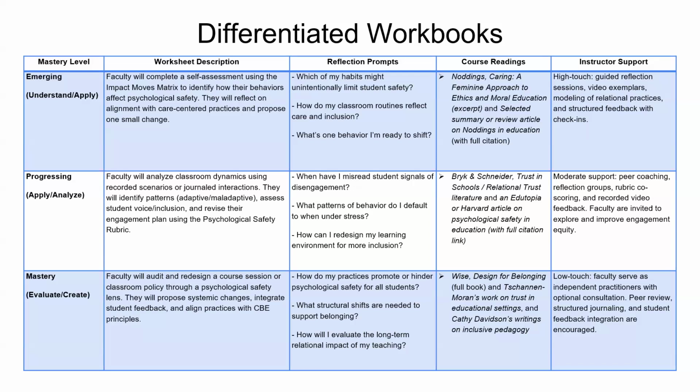Differentiated workbook. So here's an example. If someone comes in as emerging, perhaps they are, if you're looking at Bloom's, on the understand and application level. So we might give them an assessment that focuses on helping their theoretical knowledge and has some basic application. And their reflective prompts might be based on their understanding and basic application, as well as the readings.